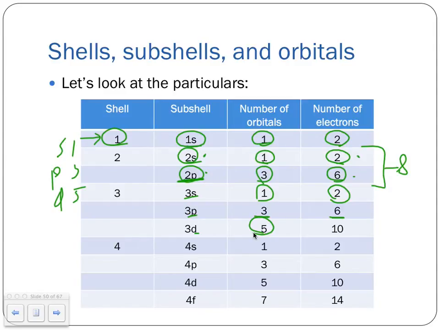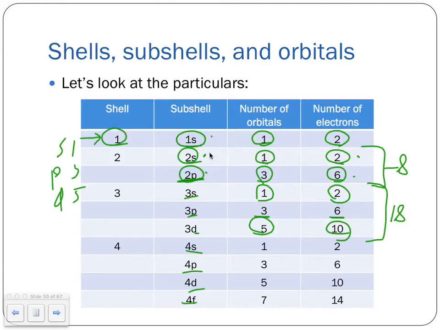5 orbitals, 2 electrons per each orbital gives us a total of 10. So how many electrons are in the third energy level? 2 plus 6 is 8, plus 10 is 18. And so on and so forth. You can see the same thing for the fourth energy level. It has an S, a 4P, a 4D, and a 4F. You notice it adds up.